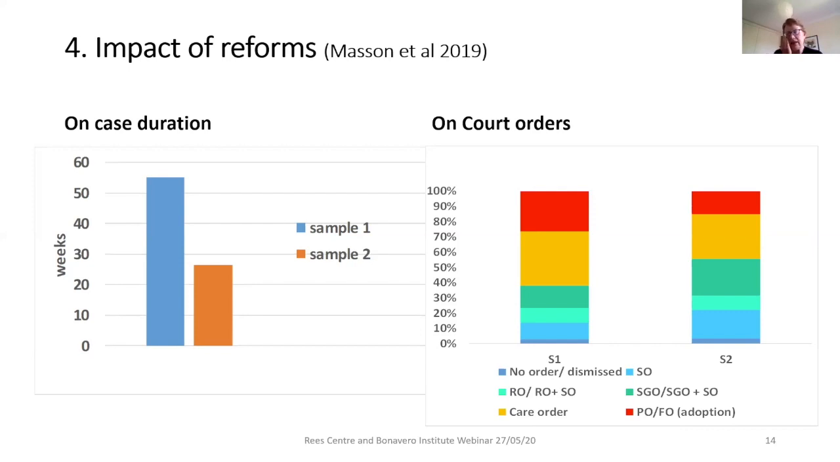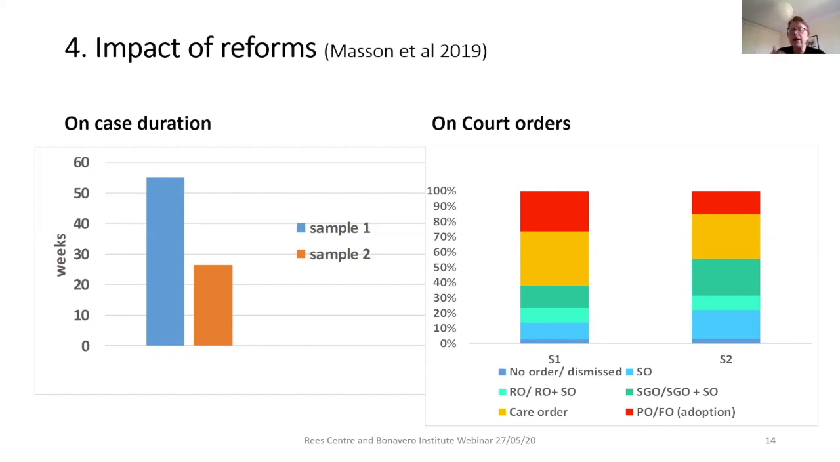What we see in that chart on the right is that the number of placement orders has halved. Number of care orders is very slightly down. Proportion of SGOs has gone up substantially, almost doubled, not quite. Child arrangements orders almost the same, and a big increase in supervision orders.